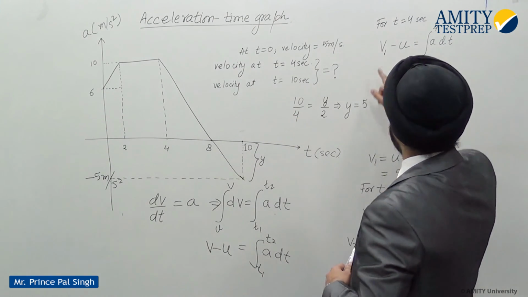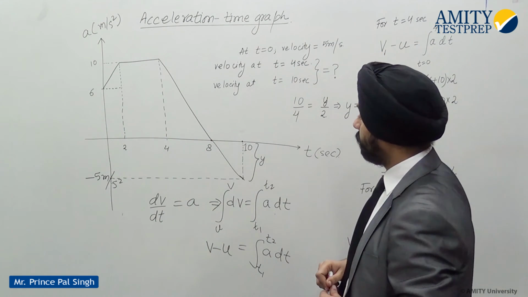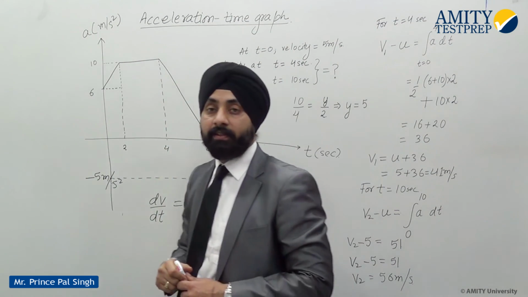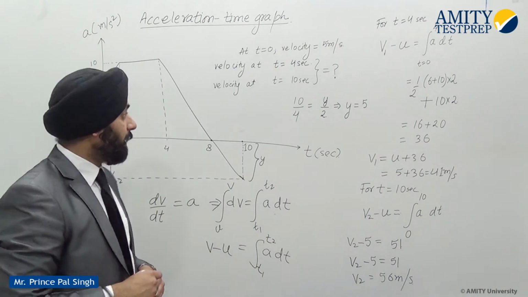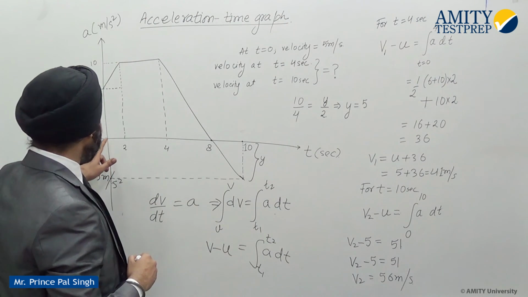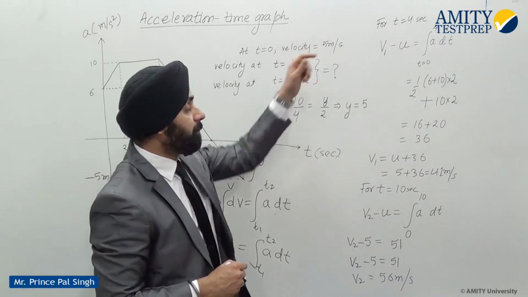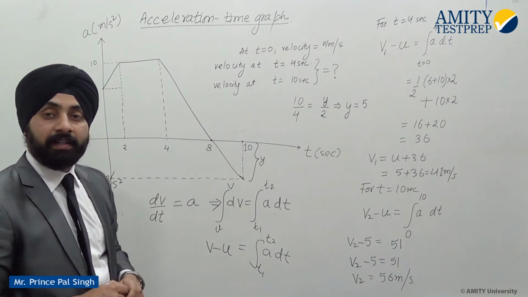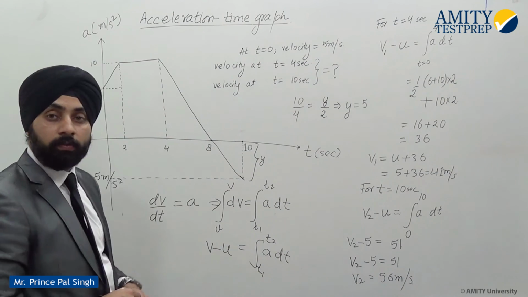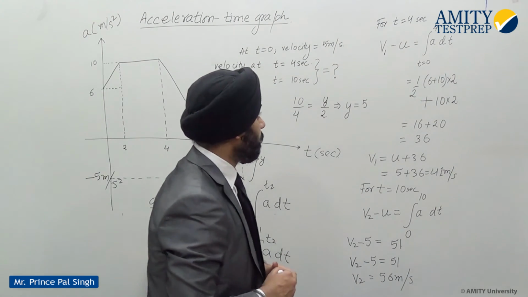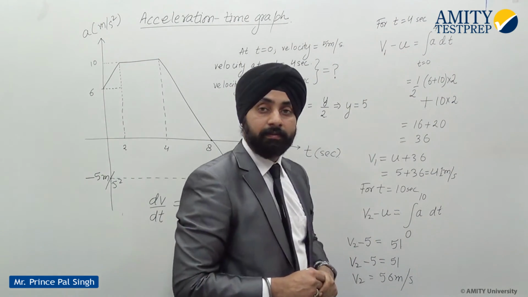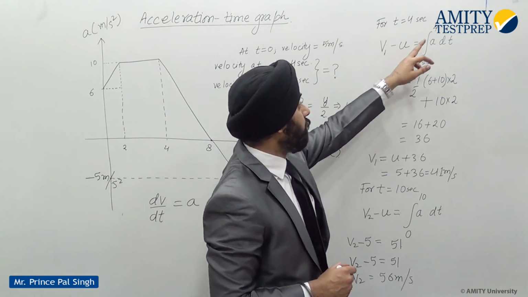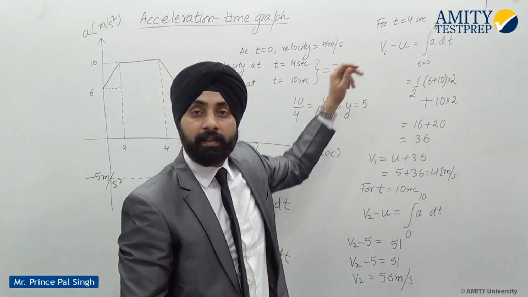Now for t equal to 4 seconds, we know that the area under the AT graph gives us the change in velocity. Let's say at t equal to 0, the velocity is 5 meters per second, and we have to find out the velocity at t equal to 4. So we will take the area under the AT graph from t equal to 0 to t equal to 4, which gives us the change in velocity. So at t equal to 0, the velocity is u. At t equal to 4, we have to find out the velocity. Let's say it is v1.